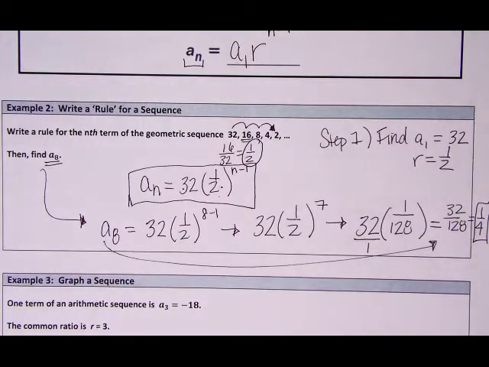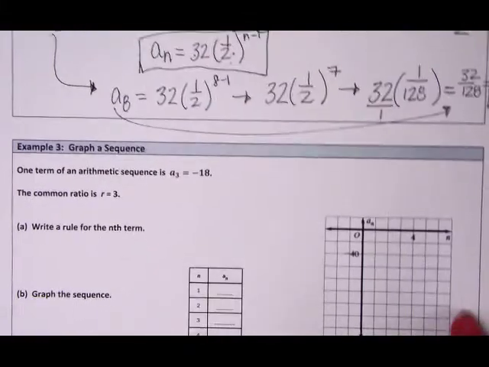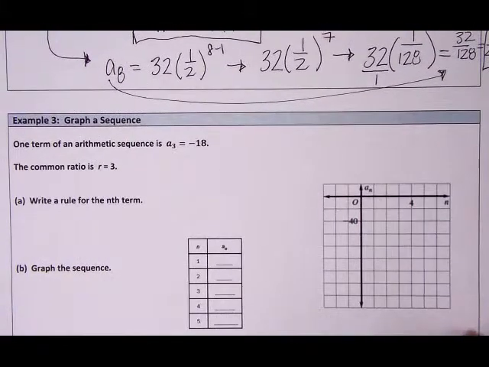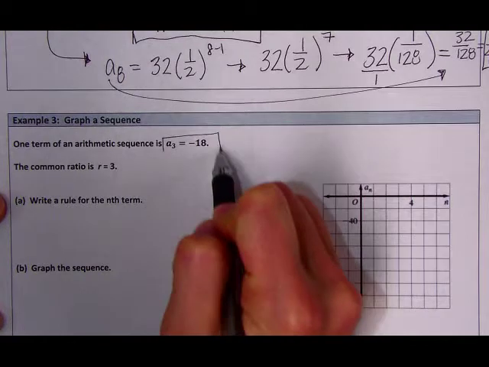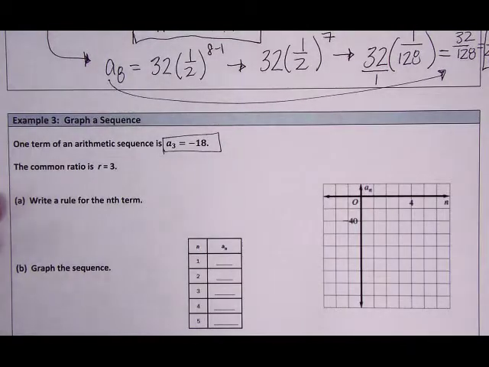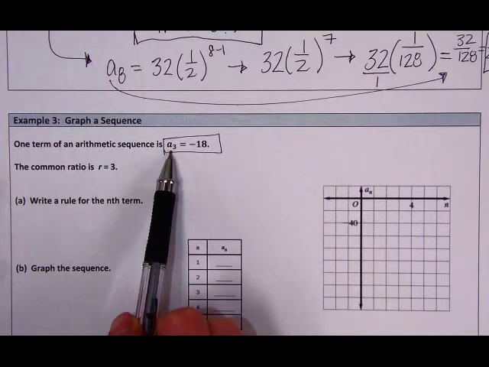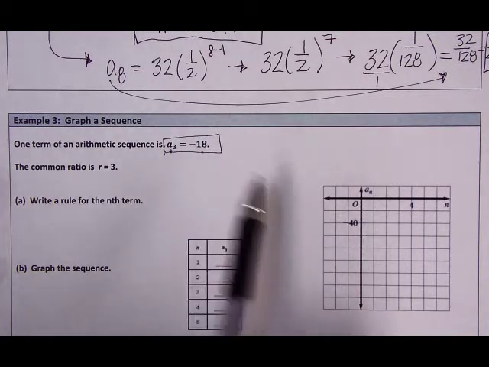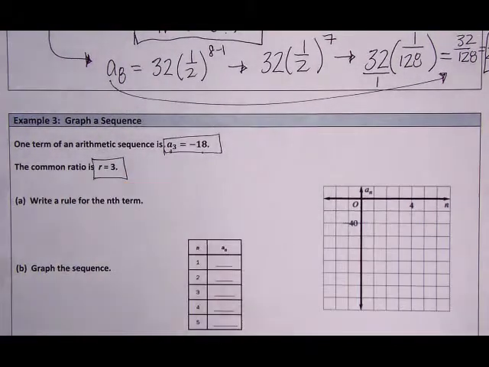Moving on to example 3. In example 3, they want us to graph the given sequence. The sequence is obviously not given to us directly, but they are telling us that our third term, a sub 3, is equal to negative 18, and our common ratio is 3. So if we look at this, there's a couple ways that we can go about doing this.